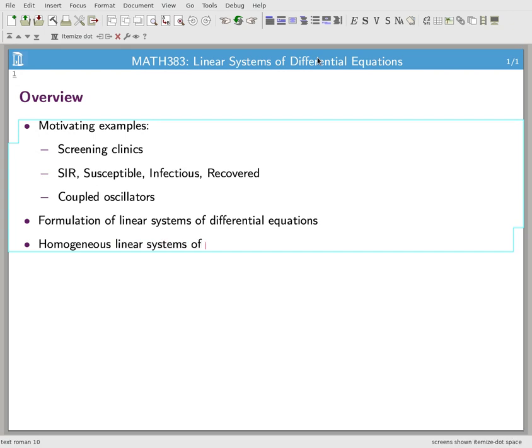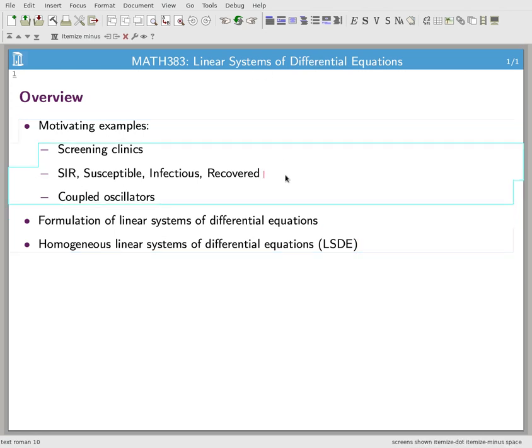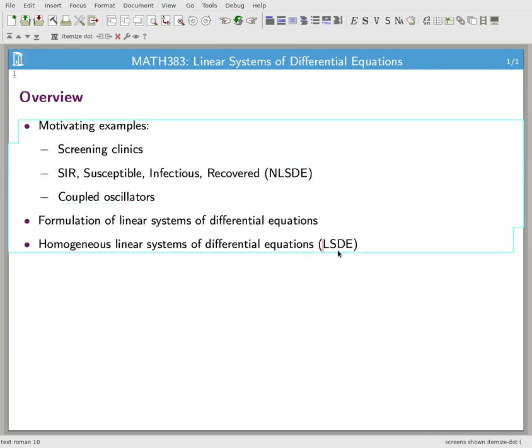systems of differential equations. Before we move on, let's introduce some acronyms for all of this, and we will say that a linear system of differential equations is an LSTE. A nonlinear one is going to be something that we preface with an N. If we have a homogeneous linear system, it's going to be a subcase, and we're going to put a lowercase h in front of it.